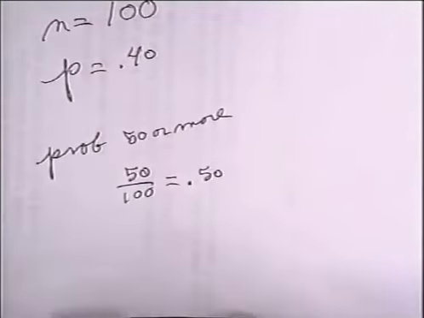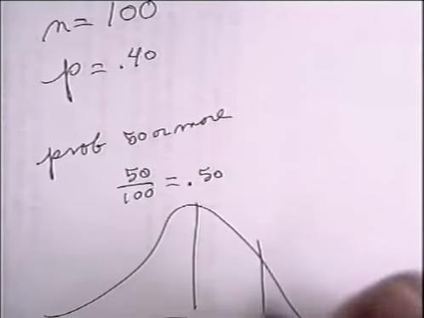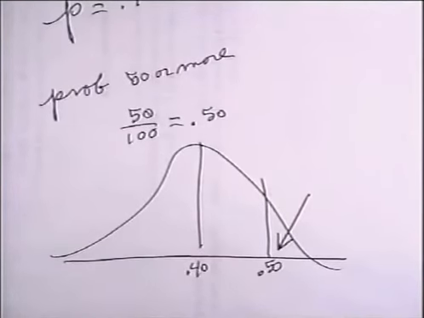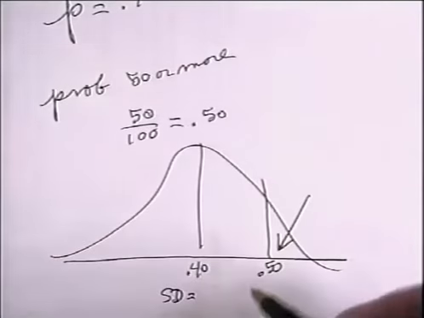So I've got a picture here. I'm centered at 0.40. 0.50 is somewhere up here. I want this number. How do I calculate this? I need to know what my standard deviation is.